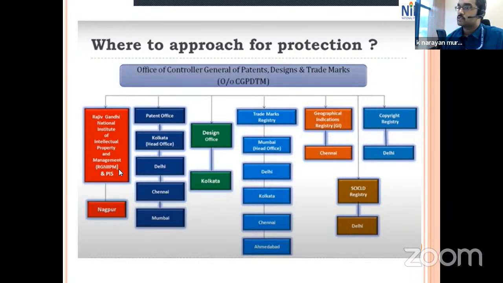This is the 6 months training we underwent. It is also open for the public, and there is training for colleges. Apart from it, you have 4 patent offices: Mumbai, Chennai, Delhi, and Calcutta. The design office is in Calcutta. GI is in Chennai. Copyright is in Delhi, and for trademarks you have 5 offices.